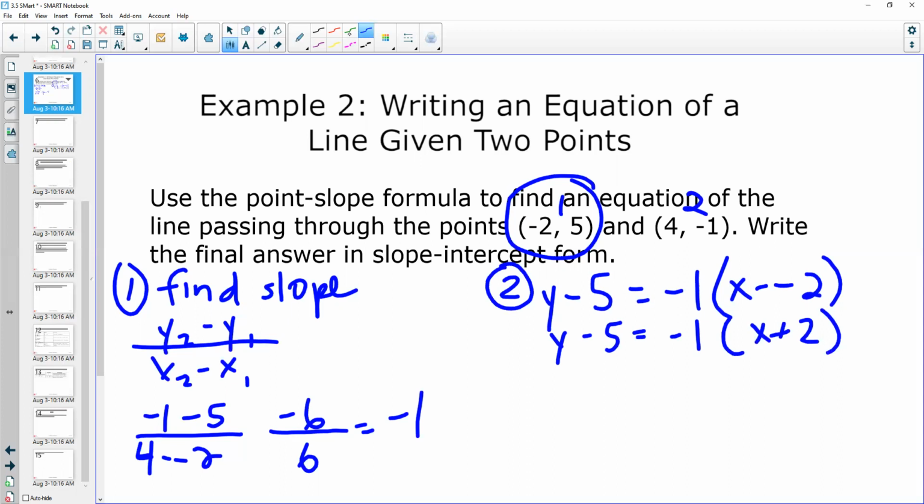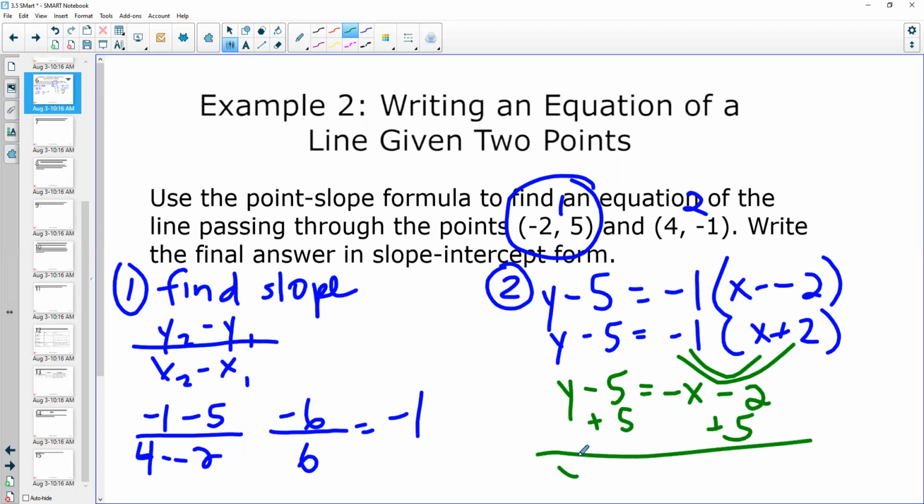Okay, so I'm going to distribute the negative 1. I get y minus 5 equals negative x minus 2. Add 5. And I'm going to get y equals negative x plus 3. That's it. Okay, let's try another one.